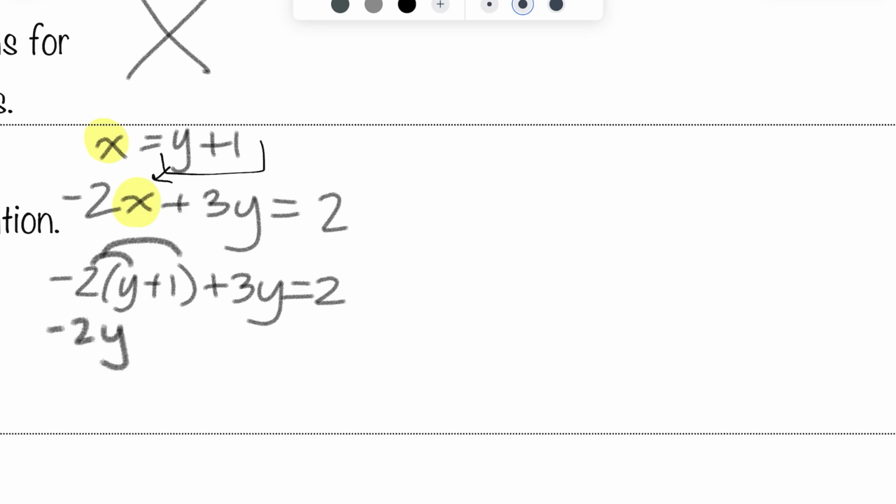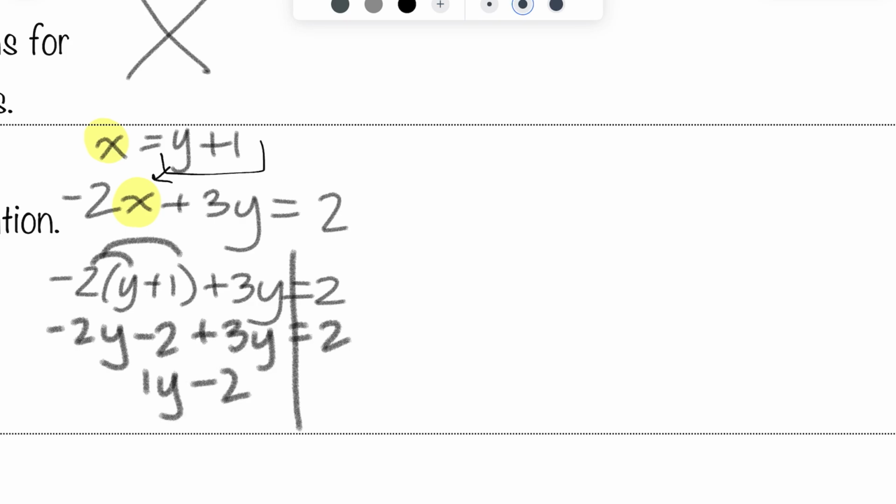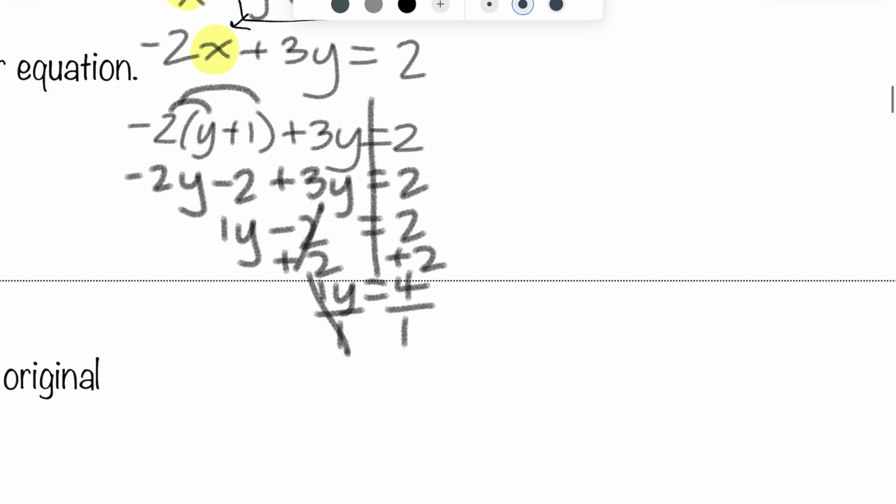So -2y, -2 times 1 is -2, and then nothing else is changing. I'm going to combine my like terms here, so this -2y and this 3y is going to give me 1y minus 2 equals 2. I'm going to add 2 to both sides to cancel that out. So I've got 1y equals 4, divide by 1, cancels that out, and I get y equals 4.